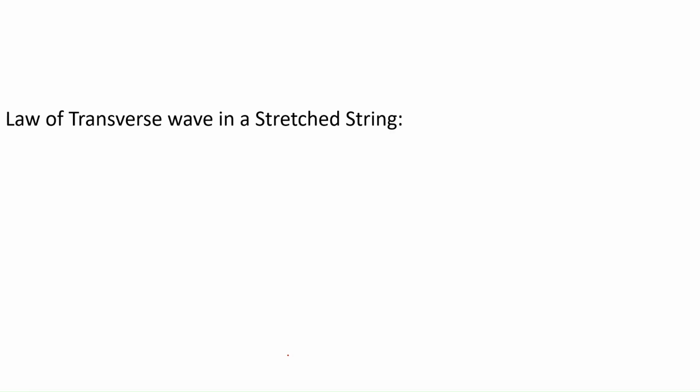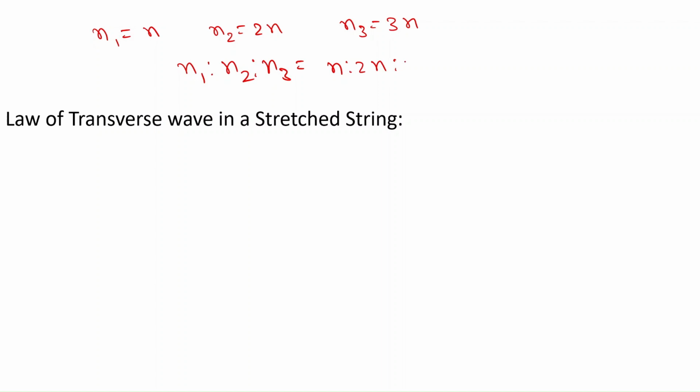Therefore n1 is equal to n, n2 we get 2n, and n3 we got 3n. Now by making the ratio between n1, n2 and n3, it becomes n is to 2n is to 3n. Therefore n1 is to n2 is to n3 is equal to 1 is to 2 is to 3. This is the relation of the frequencies in the first, second and third harmonics.